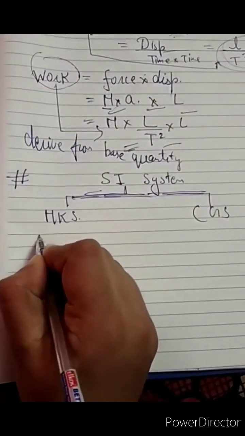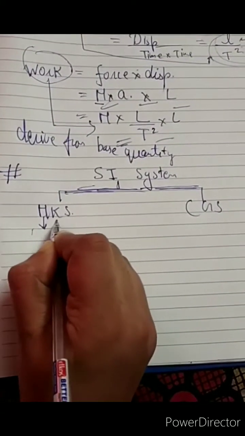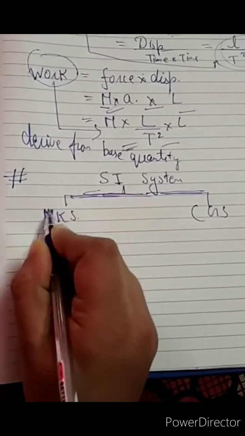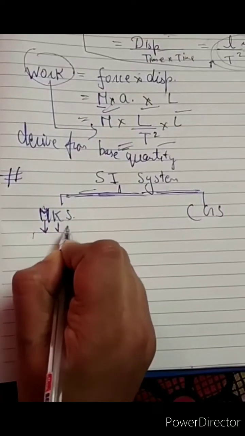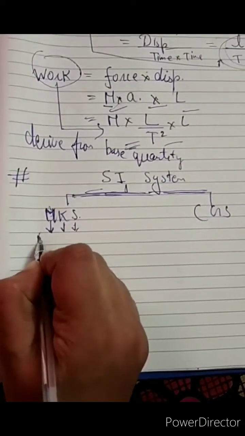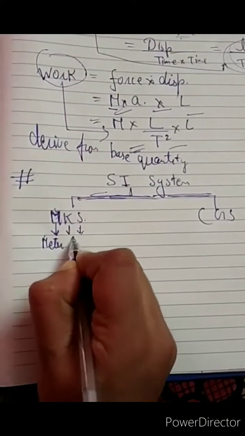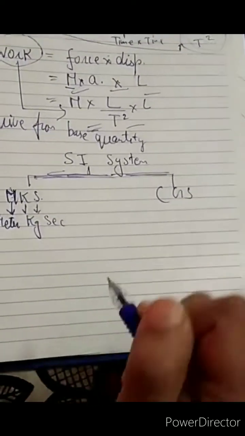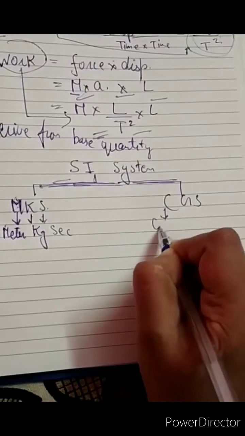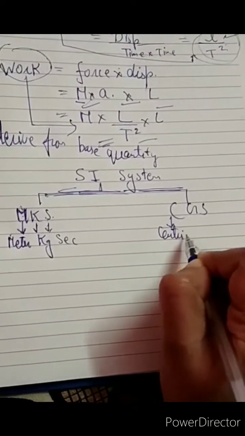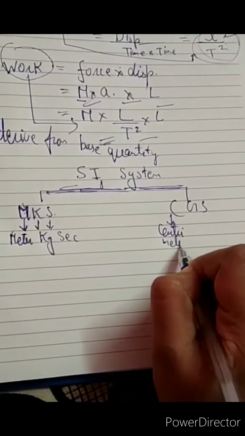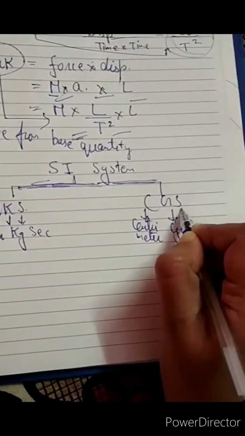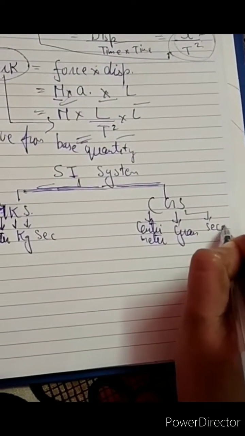Basically we will talk about just two things, the MKS system and the CGS system. MKS means M is meter, K is kg, and S is seconds. What is our CGS system? C means centimeter, G means gram, and S means seconds.